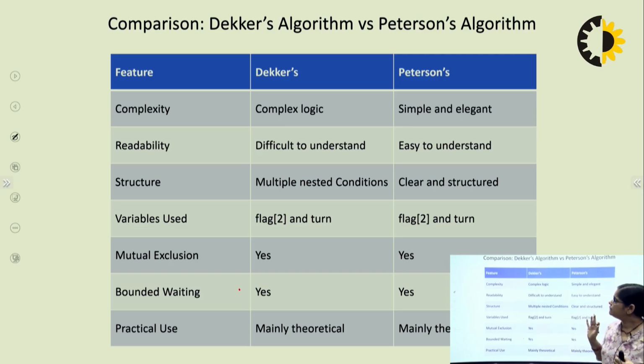But what we find in Dekker's algorithm and in Peterson's algorithm is that the variable we are using, the flag, is the same in both. They are satisfying the conditions of mutual exclusion and bounded waiting. Yes, they are satisfying. For practical use, both are used. So these are the solutions for the critical section.